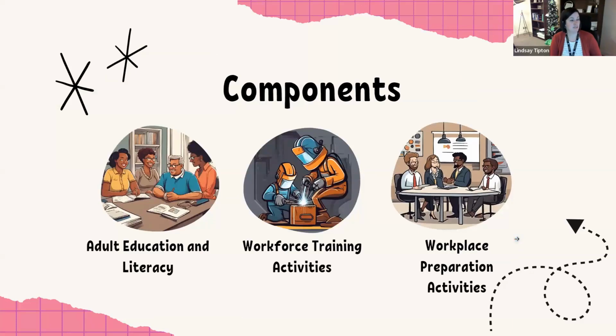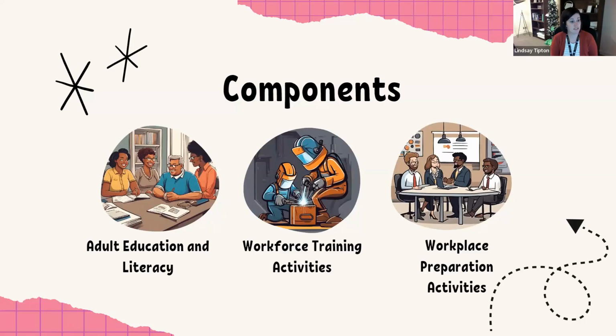Okay, so to start out, components of an IET. I'm sure all of you know this by now, but we need to have adult education and literacy. So that could be high school equivalency classes, adult high school, English language acquisition, whatever programming students are in that make them eligible for Title II services.